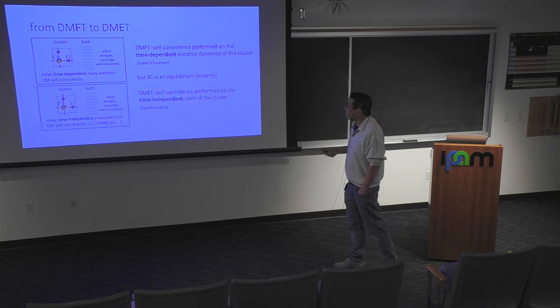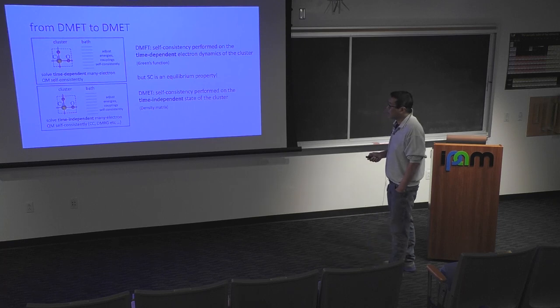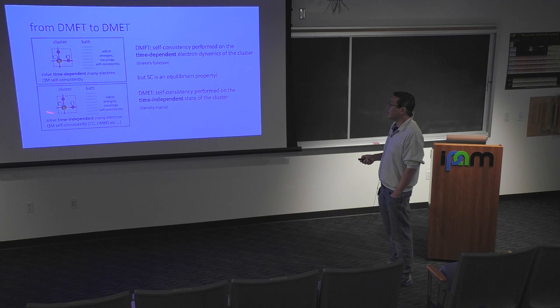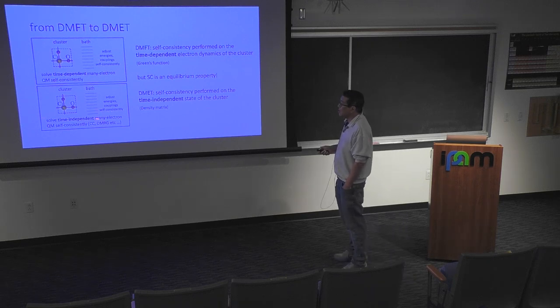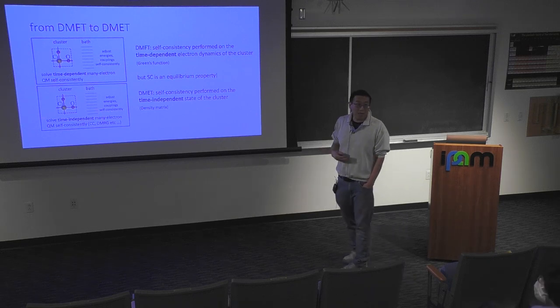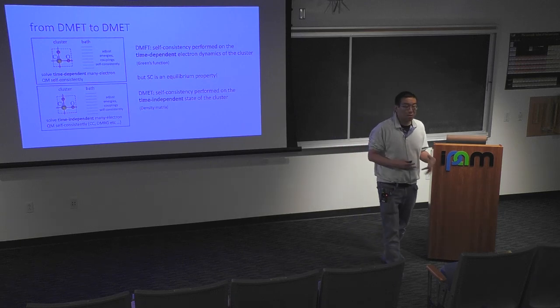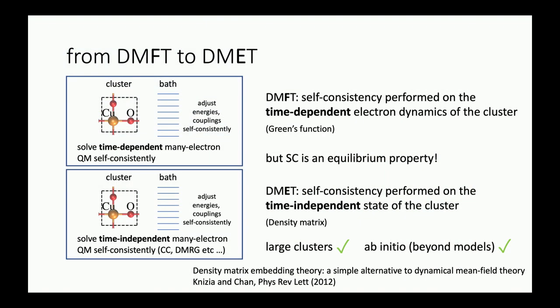And so for that reason, we formulated a slightly simpler type of self-consistent quantum embedding called density matrix embedding theory. And there, it's just formulated in a time-independent way. The self-consistency is done on the density matrix, the single particle density matrix. And then the advantage is that now the many electron problem is just a time-independent problem. And there's a very rich set of numerical tools one can apply. So this allows you to more easily go to larger clusters. And as I'll show later, it's easier to extend this to ab initio theories.